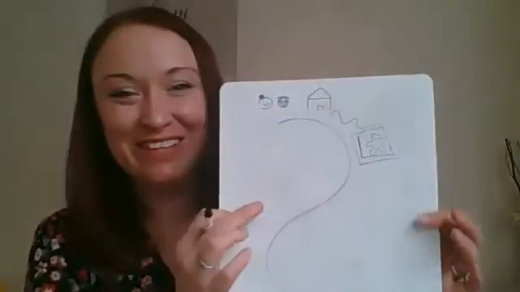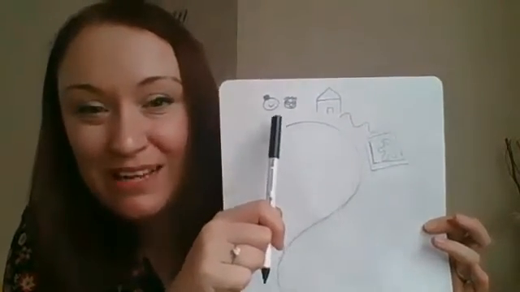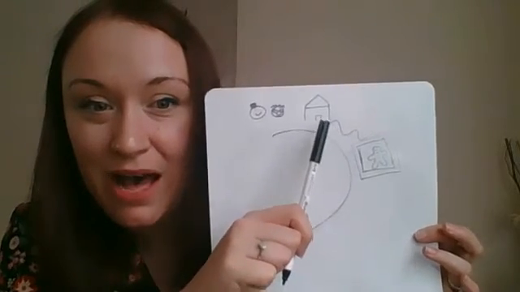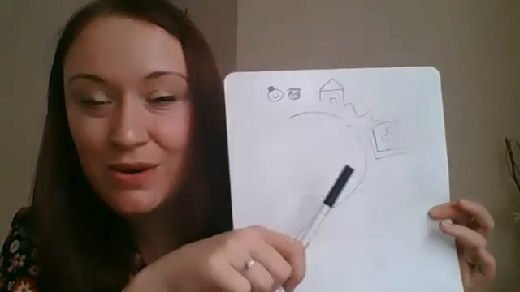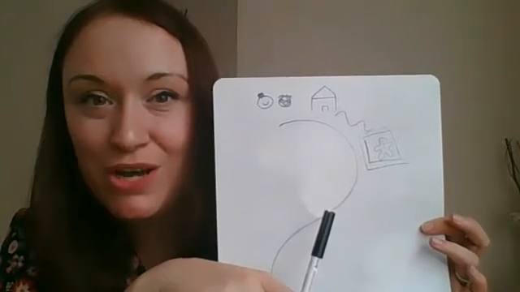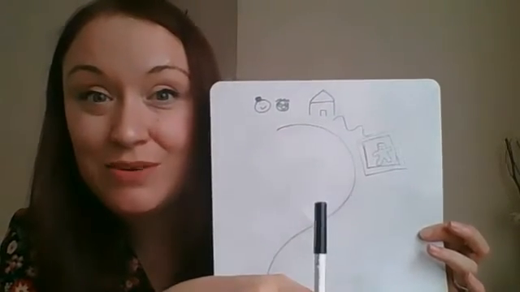Pause the video if you need more time to do your drawings. Shall I show you mine? Okay, let's have a look. So once upon a time, there was an old man and an old woman. They lived in a sweet little cottage by the river. One day, they decided to bake a gingerbread man. But when she opened the oven, he jumped right out of the window.